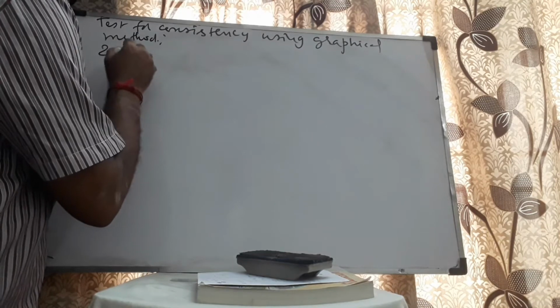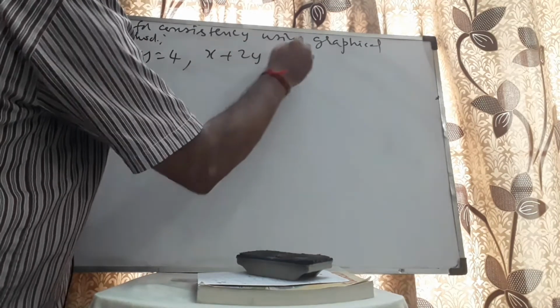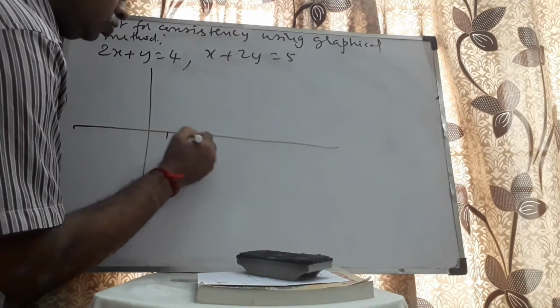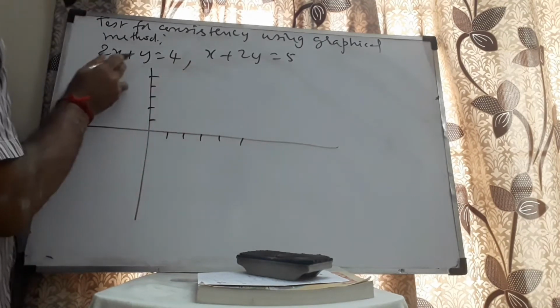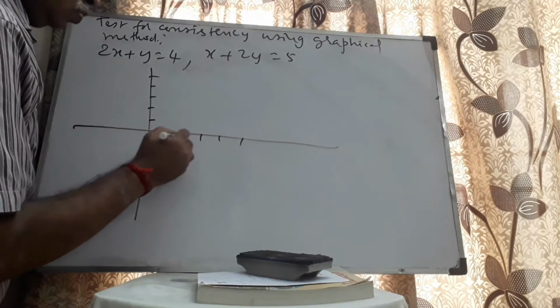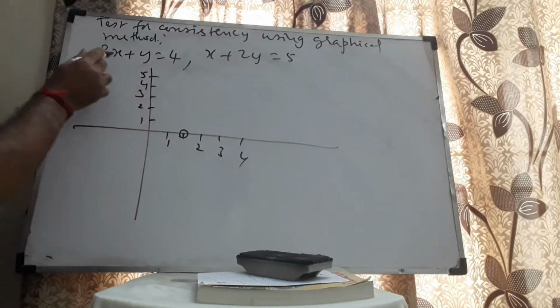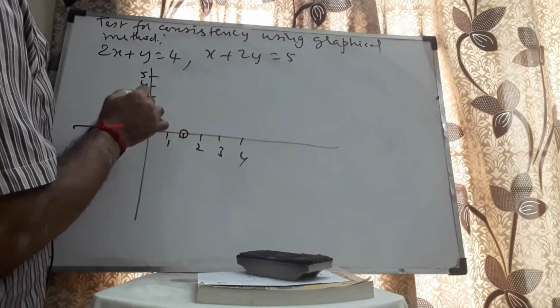2x plus y is equal to 4 and x plus 2y is equal to 5. Let me just plot the various points. 1, 2, 3, 4, 5 on each axis. When y is equal to 0, x is equal to 2. It passes through 2, 0. When y is equal to 0, x is equal to 2 again.